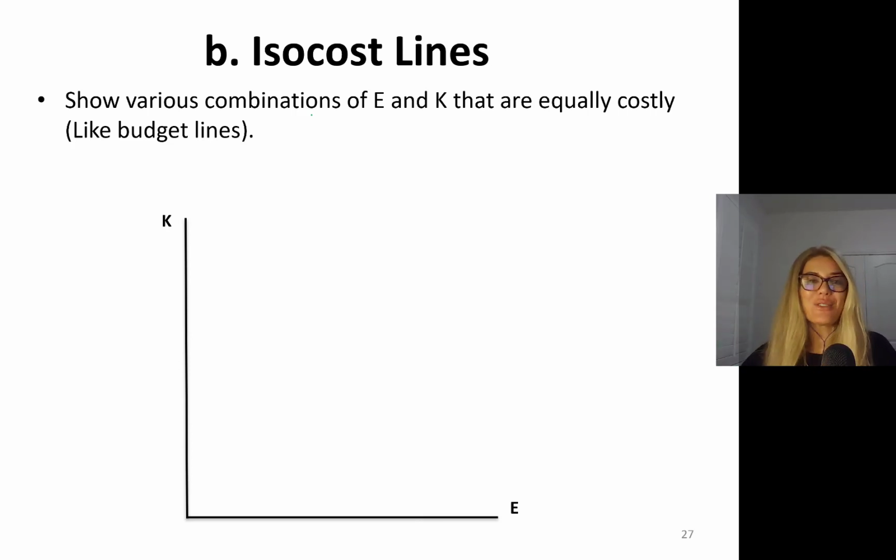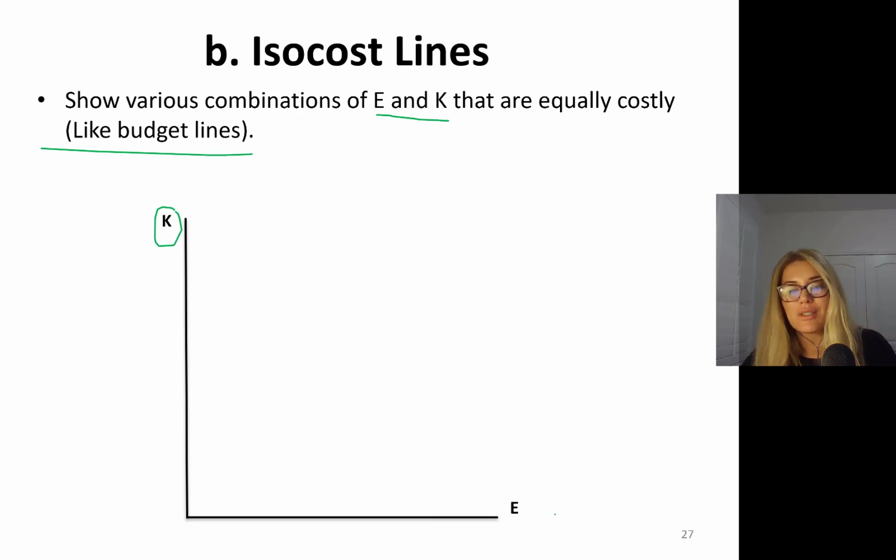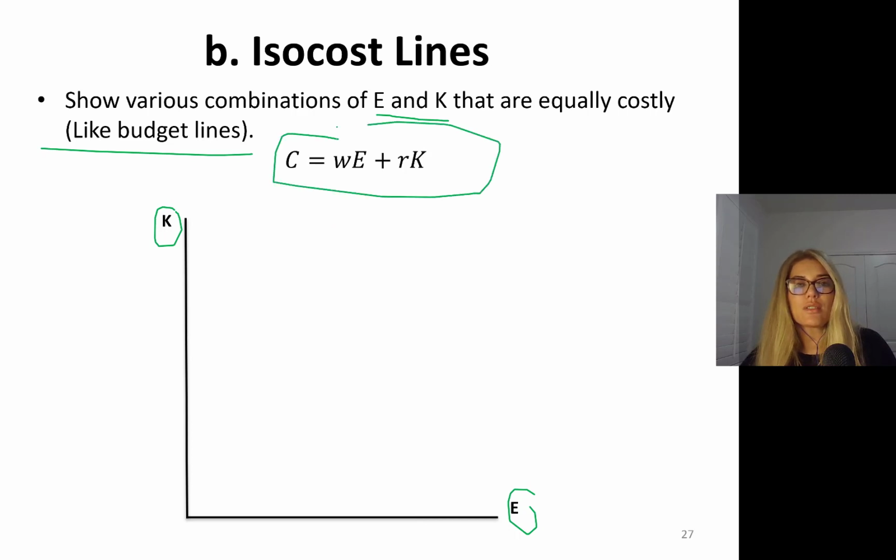Isocost lines show various combinations of labor and capital that are equally costly. They are just like budget lines, so you're probably having déjà vu. Yes, it's very similar. Imagine total cost is equal to the wage rate times the number of workers plus the rental rate, this is the price of capital, times the number of capital.